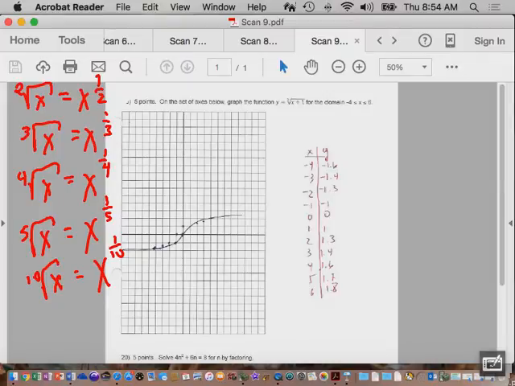All right, and this is a little bit of a sight recognition thing. Remember, we talked about what the cube root graph looks like, and we said that it's a sideways squiggle like this. Okay? All right.